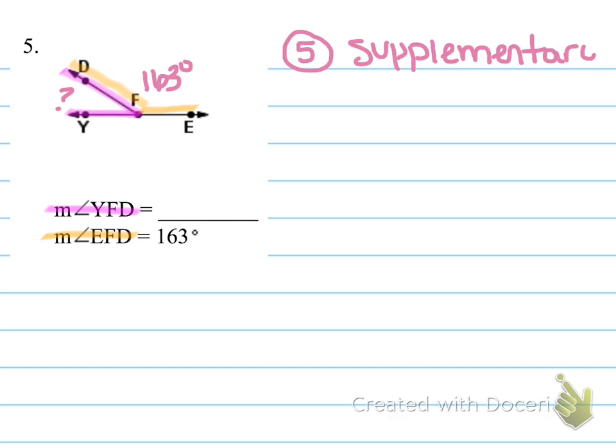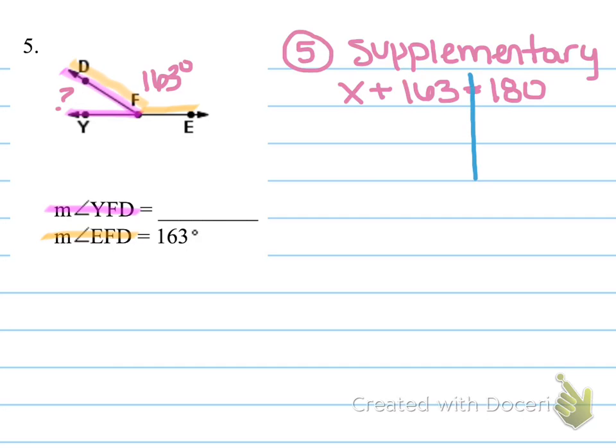And yes, you do have to write out the word, and then you have to write out the equation. So supplementary angles, if I use a variable to replace the question mark, x plus 163, because they're supplementary, I know that they have to add up to 180 degrees.